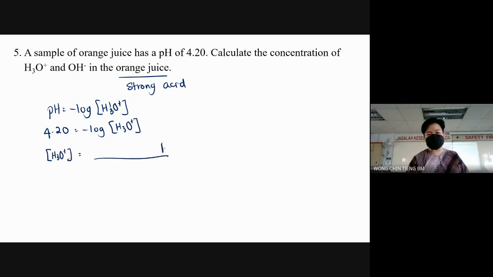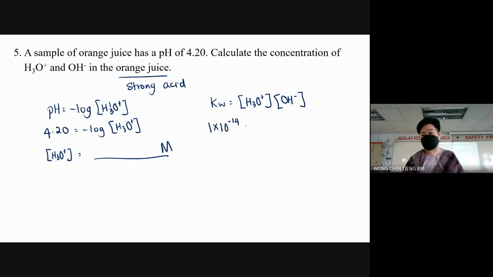Dan yang saya nak ajar kat sini adalah guna cara yang sama tadi, saya tak nak kamu kira pOH dah, panjang. So kita akan buat cara KW equals to H3O plus darab dengan OH minus, then KW adalah constant 1 times 10 to the power of negative 14. That will be much easier. Okay? H3O plus dah ada, kita cari concentration OH minus.